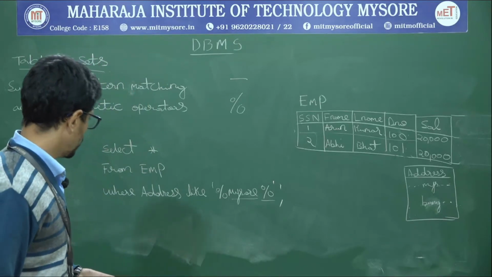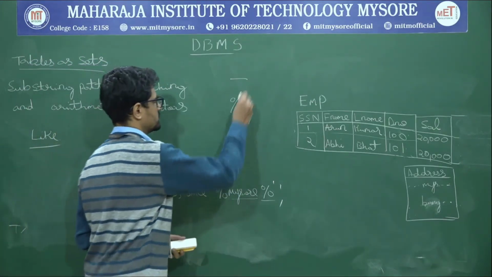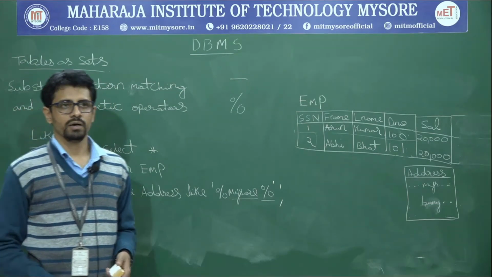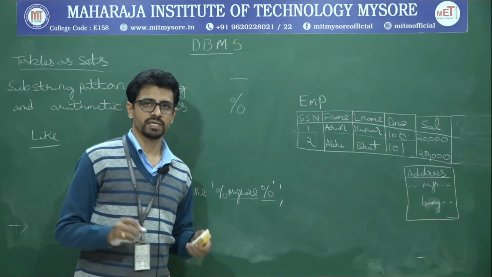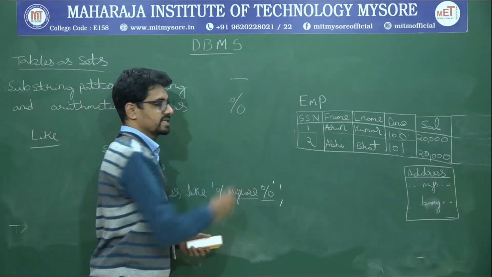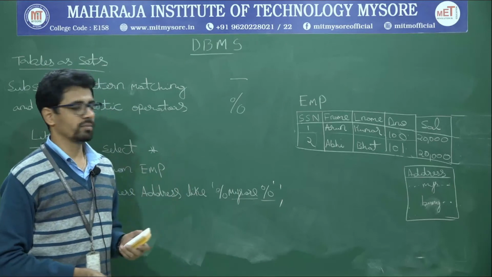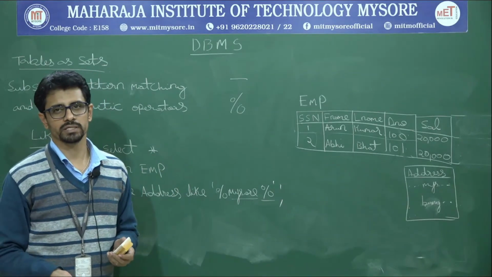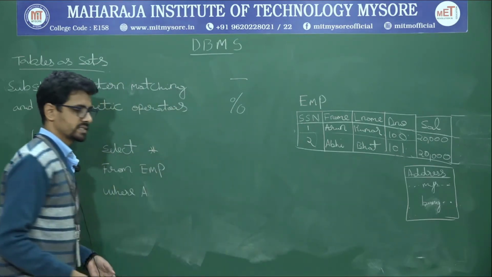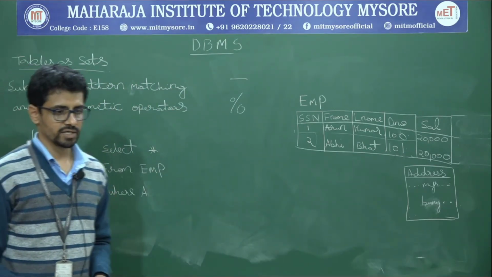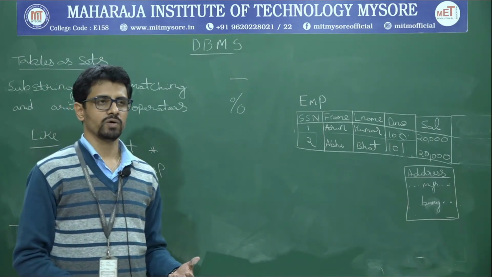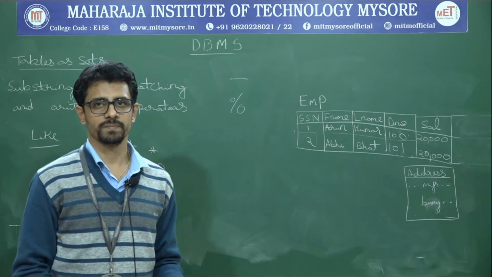Okay. So what does this underscore indicate here? Sometimes you might want to match exactly a certain number of characters. The underscore indicates one single character, whereas modulus indicates one or more characters. Say, for example, I want all the employees who are taking exactly a salary of, say, 20,000, or who are born in a particular month.